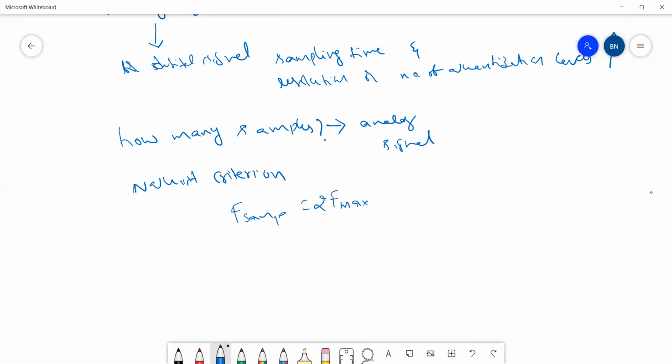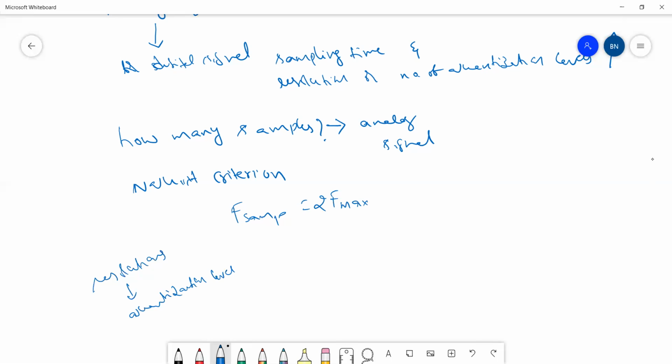And the next thing is, how much resolution should we keep to represent the analog signal? How many quantization levels, or how much resolution, do we have to keep in order to represent the analog signal accurately? For this, the answer is that there is no absolute criterion for this specification. Each application will have its own requirement.